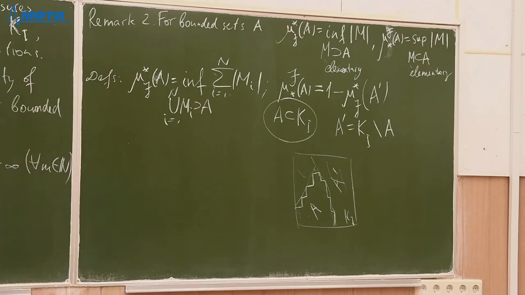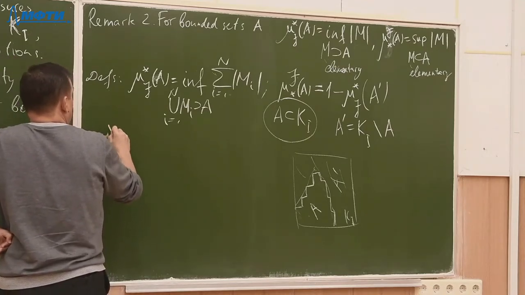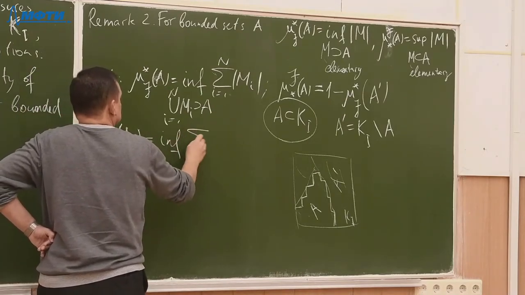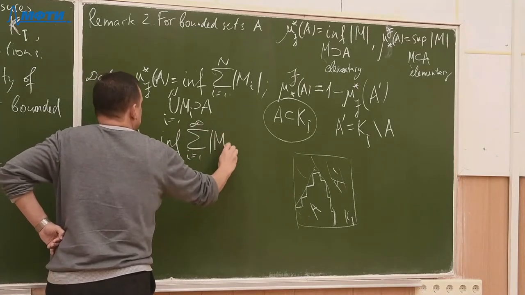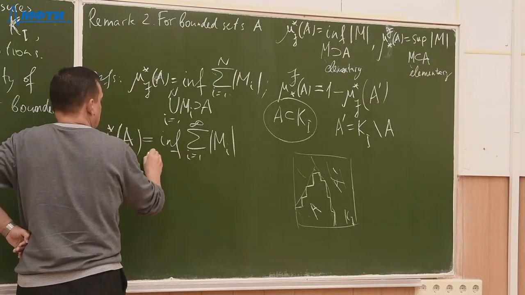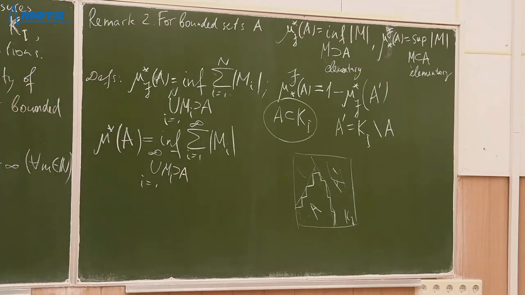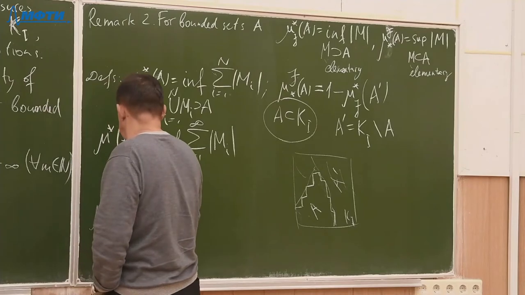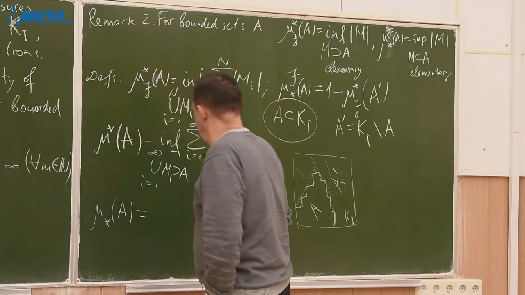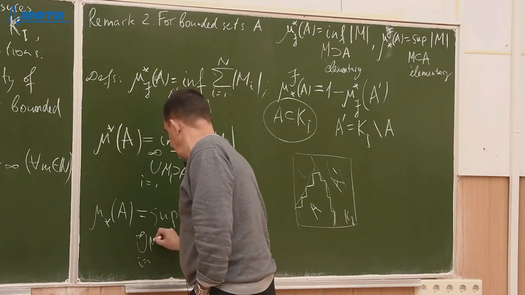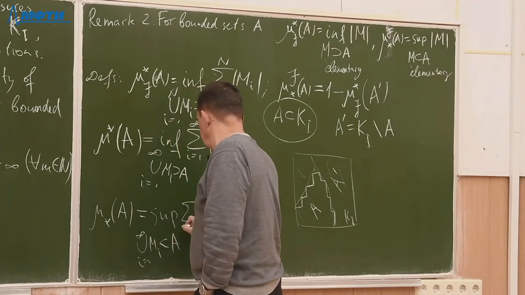And let me remark also that, as we know, the Lebesgue outer measure is the infimum of infinite sums, so over infinite coverings of our set. And I saw somewhere on the internet even a discussion where it was written something like that the inner Lebesgue measure is the supremum over all unions of elementary sets which are included in A of these sums.